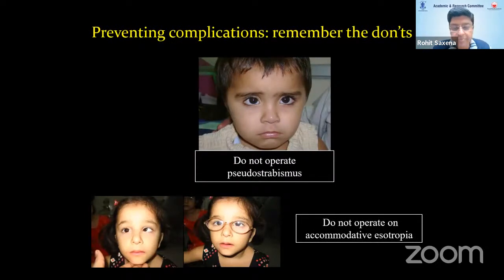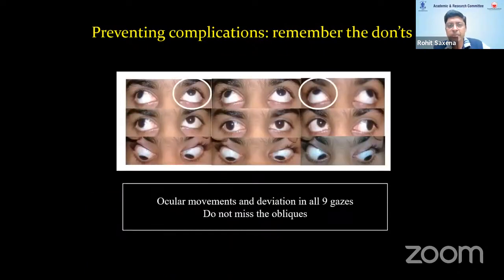Don't operate pseudostrabismus. Do not operate accommodative esotropias. Refraction, check for alignment with the corneal light reflex to rule out pseudostrabismus in a child coming with a possible strabismus. Do complete ocular motility. Do not miss the obliques.